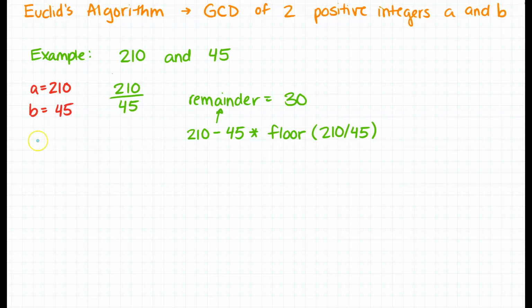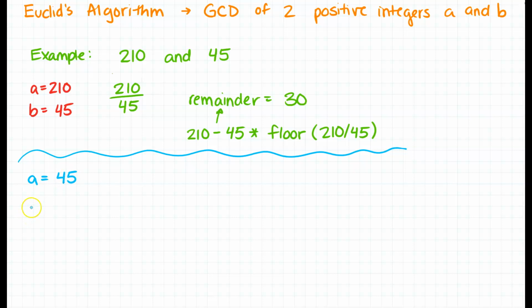So at this point, the remainder is not 0, so we have to go to our next step where we replace a with our old b. So a is going to be 45. We replace b with the remainder, 30. So then we're going to have 45 divided by 30.